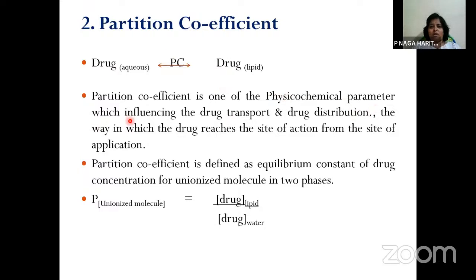So it is one of the physicochemical parameters which influences the drug transport and drug distribution, the way in which the drug reaches the site of action from the site of application. Application, I have taken the drug. Site of action, that means maybe at liver or lungs, it has to go. So it has to cross certain membranes. So how much amount of the drug that I have applied at the site of application and how much of the drug is reaching the site of action. Partition coefficient is defined as the equilibrium constant of drug concentration for an unionized molecule in two phases. So what are those two phases? Lipid and water are the two phases.